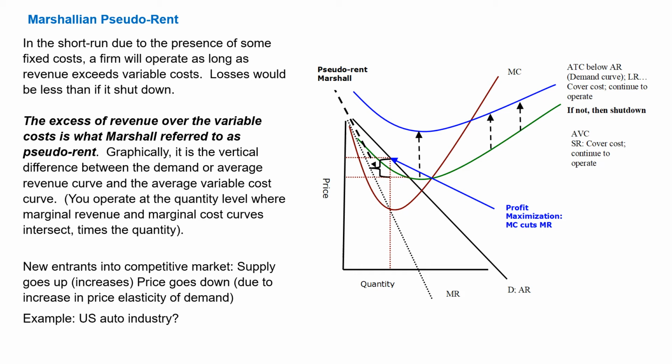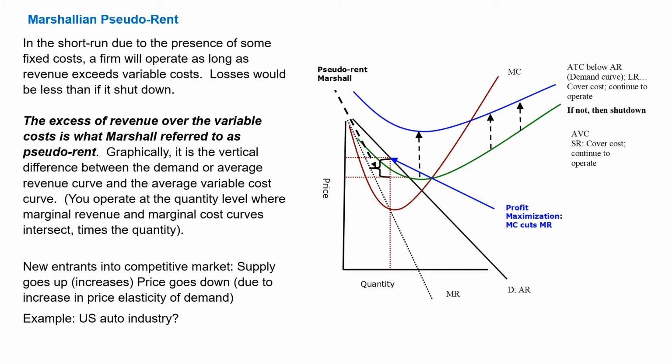New entrants into a competitive market, supply goes up, prices go down due to an increase in price elasticity of demand. So again, just wanted to show that with this Marshallian pseudo rent. It is represented by the excess of revenue over the variable cost that is shown in this graphic.